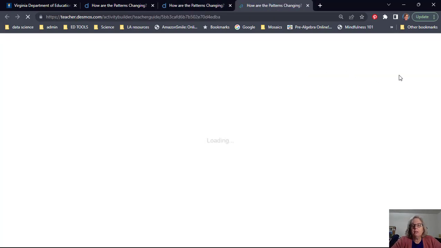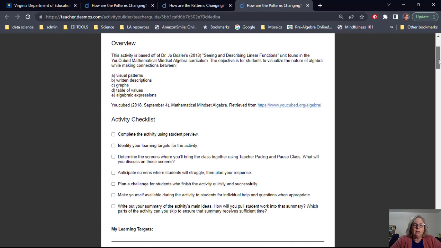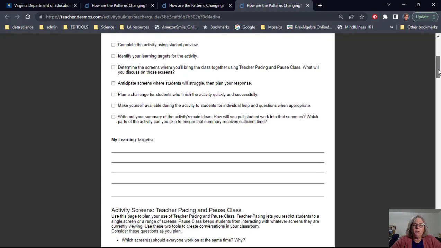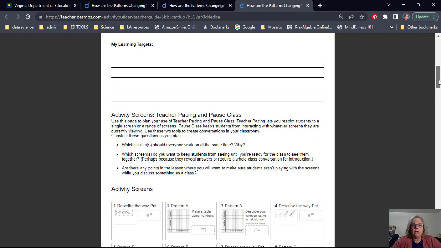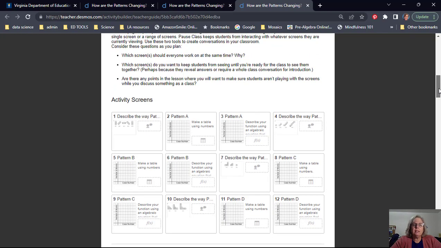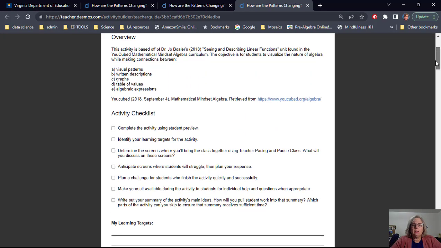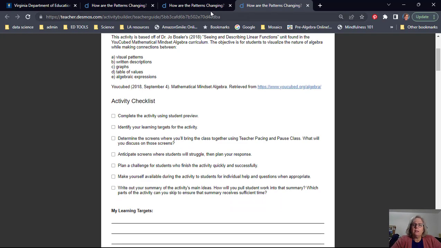Okay, a lot of them have a teacher guide that comes with them that is very worthwhile to look through and go through it so that you know what you want to do with it. Now you can write notes, it's got questions to ask. I have found these to be very, very helpful.